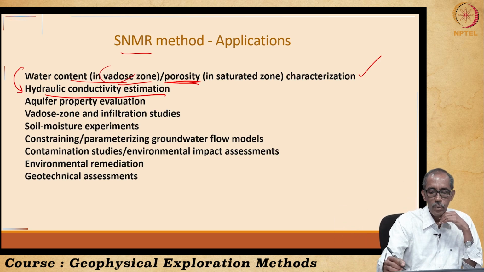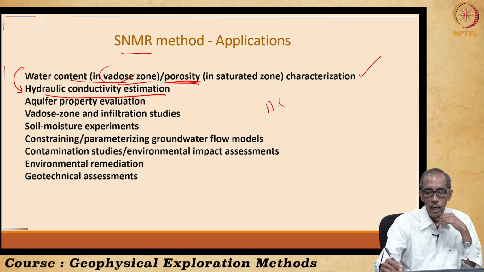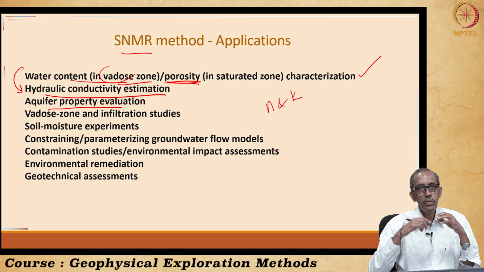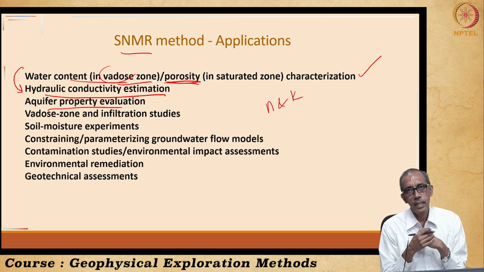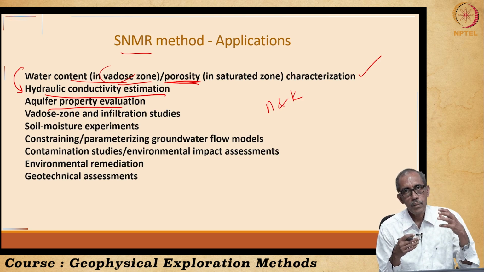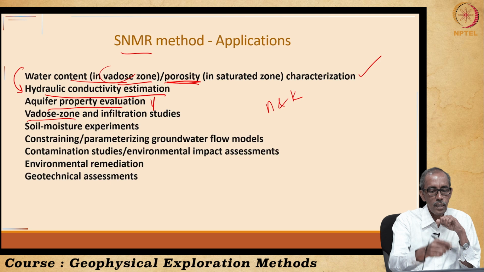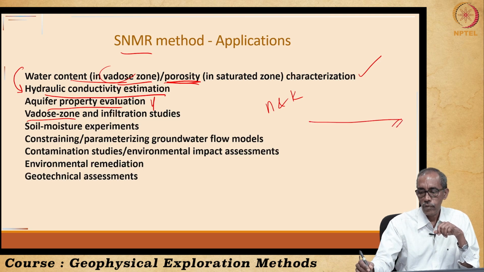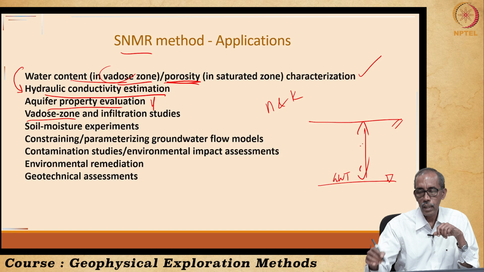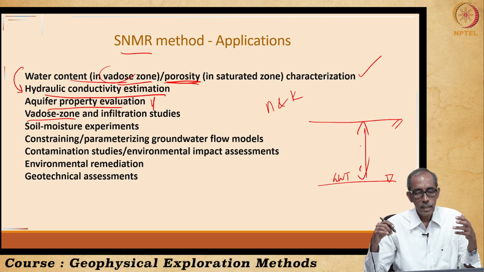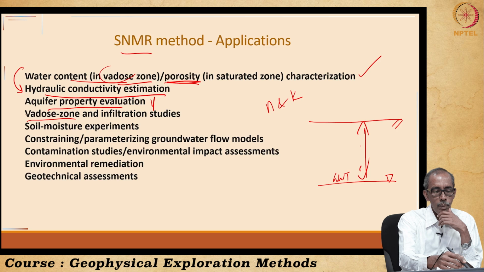Once you are able to have the value of porosity and K value, that helps us to understand the aquifer conditions. When the porosity is reasonable, when the formation is made up of sand, obviously hydraulic conductivity will be more. This is how we are able to characterize the aquifer system. We are able to understand the Vadose zone, because if this is the ground surface, and this is the groundwater table, right, the moisture content in this zone can be estimated using the SNMR. So, it helps us to understand the Vadose zone.